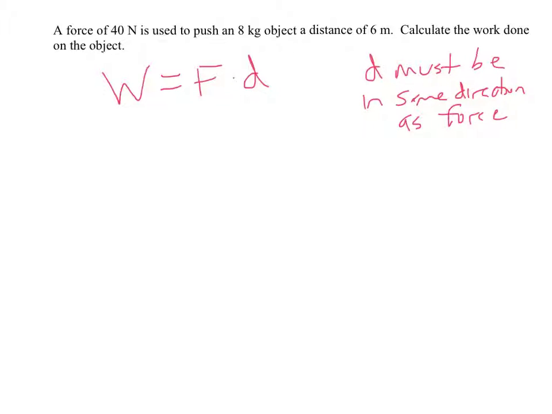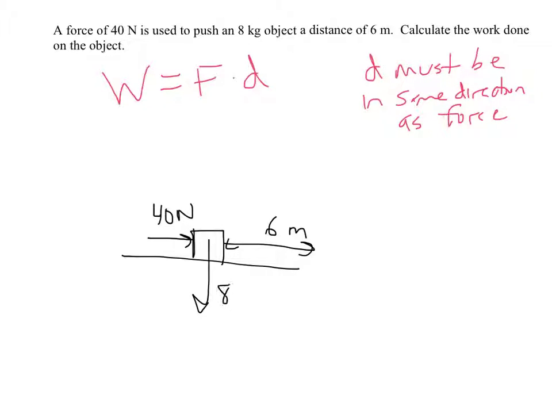In this particular problem, we have an object resting on the ground, and it is pushed with a force of 40 newtons, and it pushes that object a distance of 6 meters. The object's 8 kilograms, so we might remember that means it weighs 80 newtons. So how much work is done here? You might wonder, which force am I using? I have the weight of the box, 80 newtons, but I also have the force I'm pushing with.